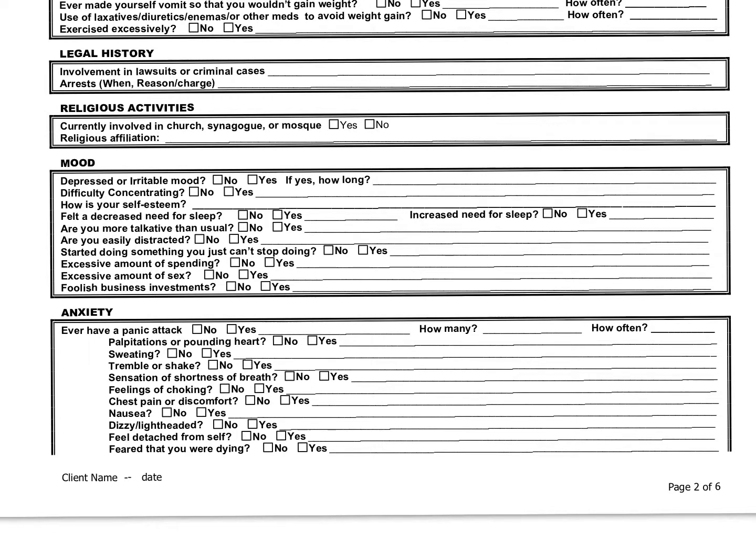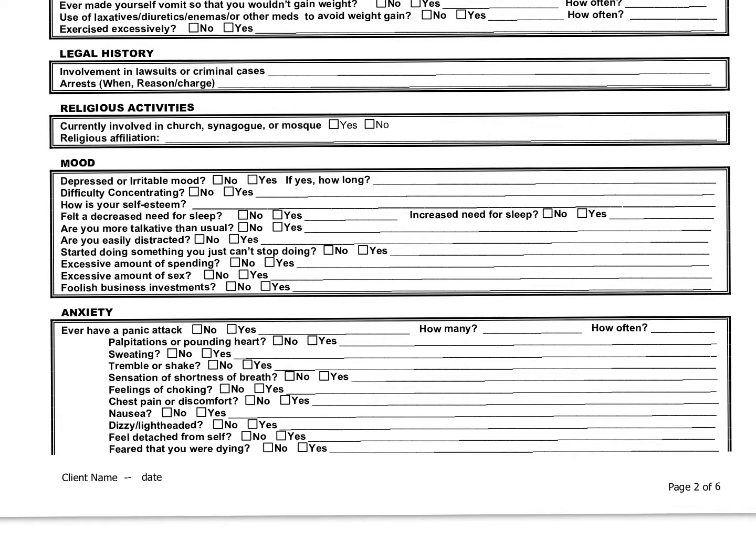Would you say that you've spent just a tremendous amount of money lately? Would you say that you desire an excessive amount of sex? Have you made any foolish business investments? So once you get past the question related to self-esteem, these questions are tapping into a general assessment for mania, which is another element of bipolar disorder.